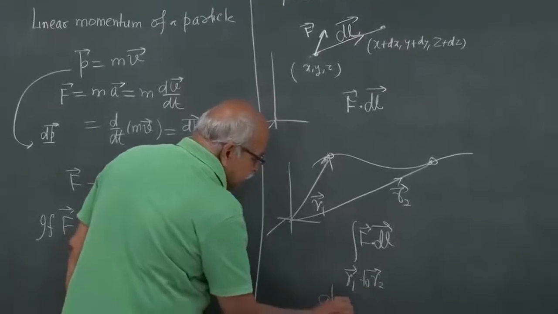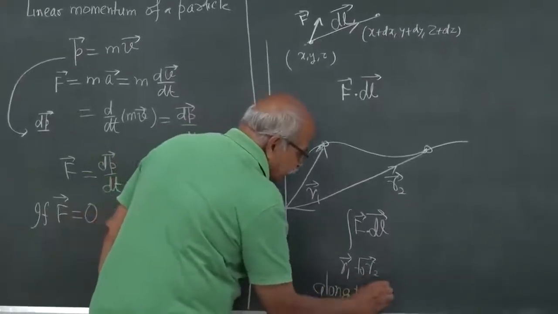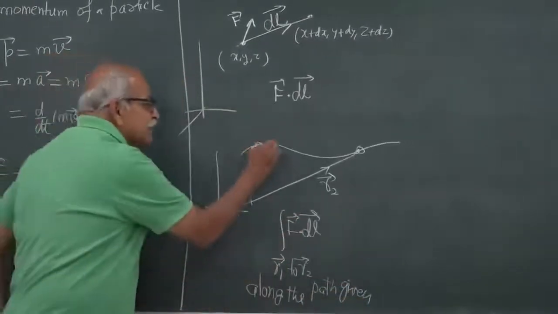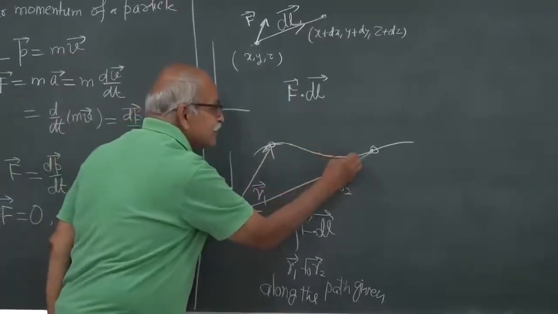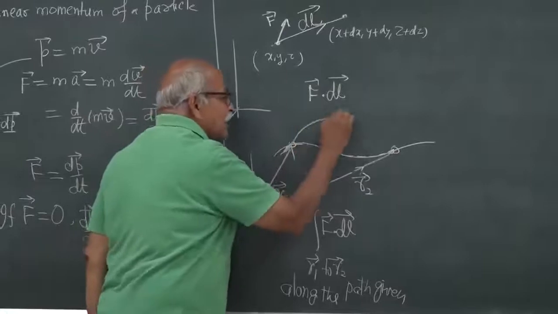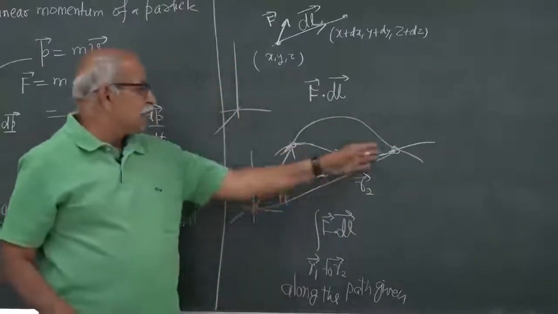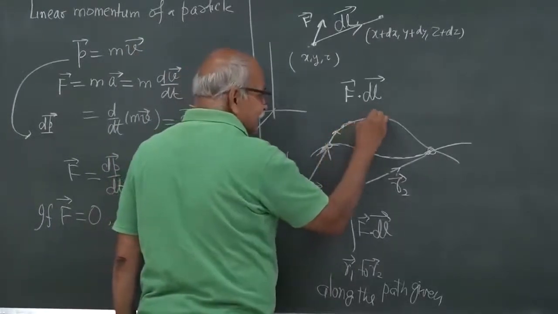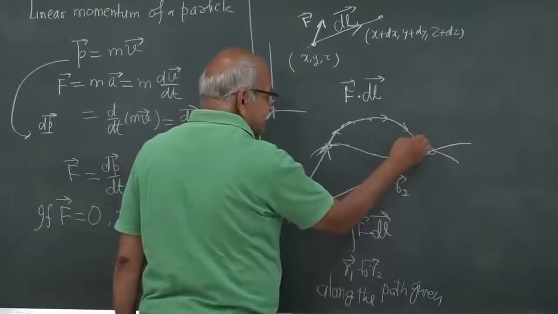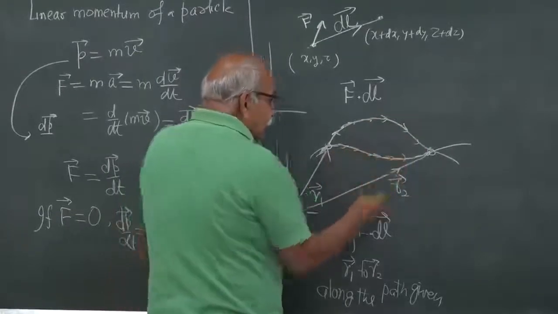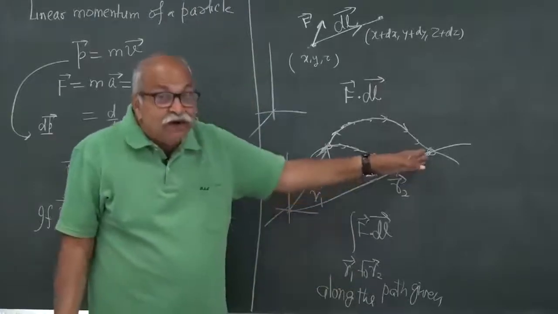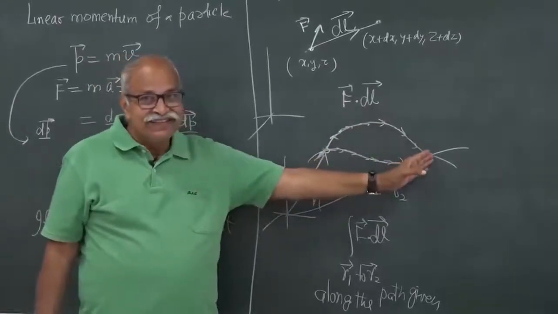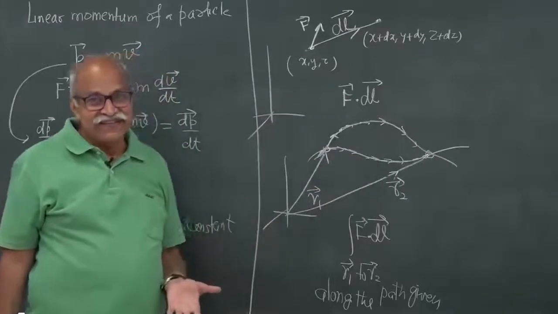along the path given, because I have to take this dl, then this dl, then this dl, and so on. If I take another path from the same point r1 to r2, then I will be taking a different set of dl. So, it is different, right? So, the integral of F dot dl along this path may or may not be equal to the integral of F dot dl along this path. And this plays a very important role.